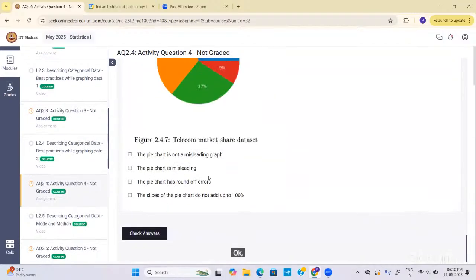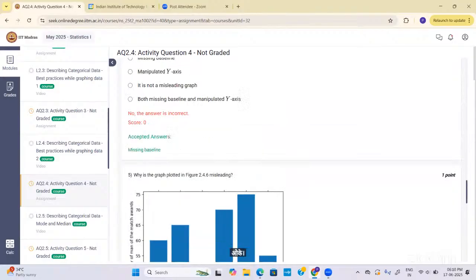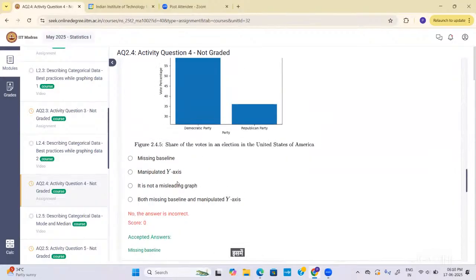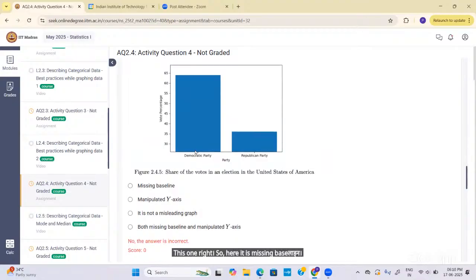Okay. So the answer is this one, right? Yes, ma'am. Here it is missing baseline. What is the meaning of missing baseline and manipulated y-axis?